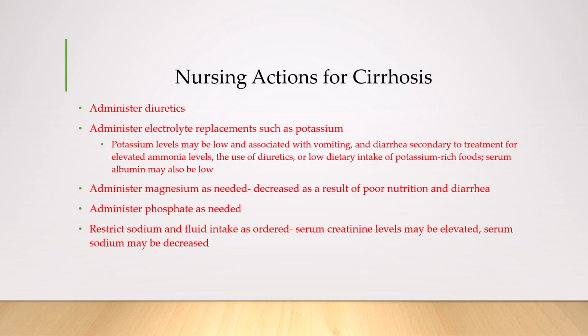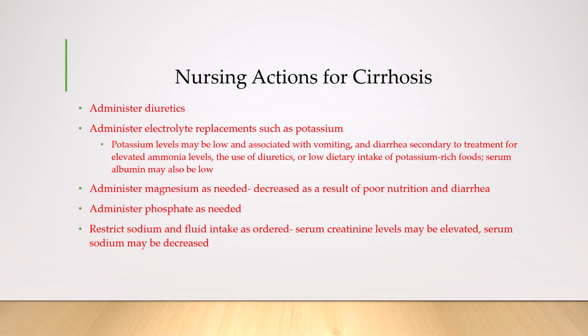Ladies and gentlemen, please listen up, and then listen up one more time for nursing actions for cirrhosis. We are going to administer diuretics. We are going to administer electrolyte replacements such as potassium. Potassium levels may be low and associated with vomiting and diarrhea, secondary to treatment for elevated ammonia levels, the use of diuretics or low dietary intake of potassium-rich foods. Serum albumin may also be low.